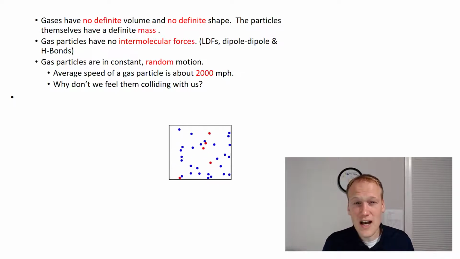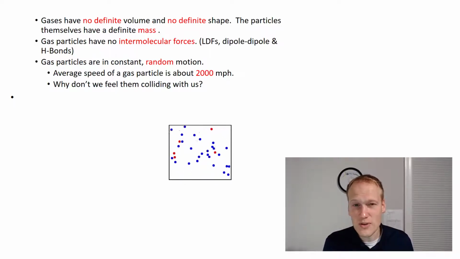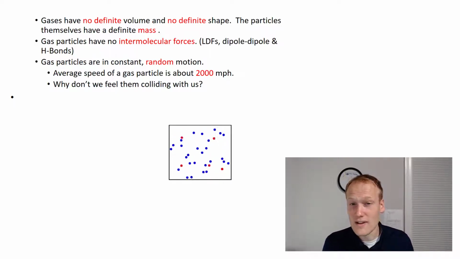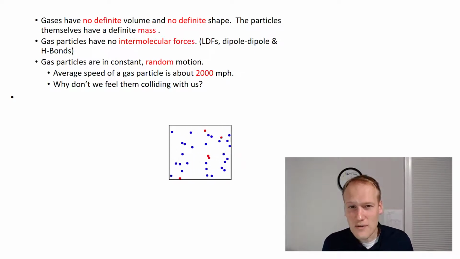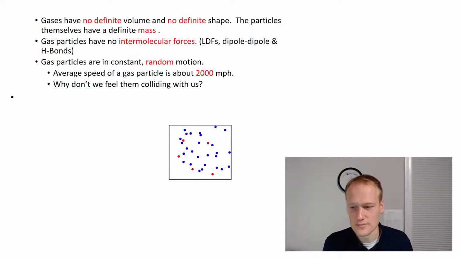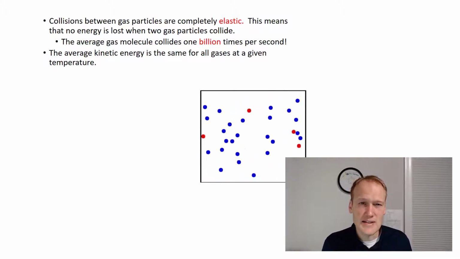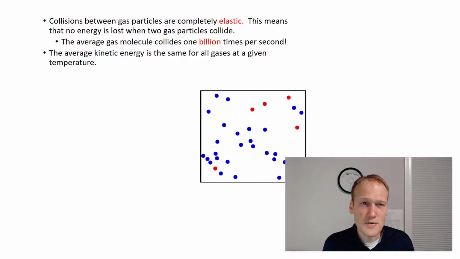Also, gas particles are constantly moving in a random pattern. With solids and liquids, we have more organization, but gas particles are just colliding and bouncing off everything that's in their area. And they're moving really, really fast. The reason you don't feel them colliding into you, even in the room you're sitting in, is because they're so small that even though they're traveling that fast, you can't feel them colliding into you. Collisions between these gas particles are completely elastic. That means that when they collide, they don't lose energy.